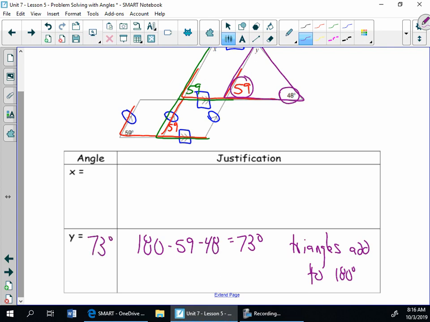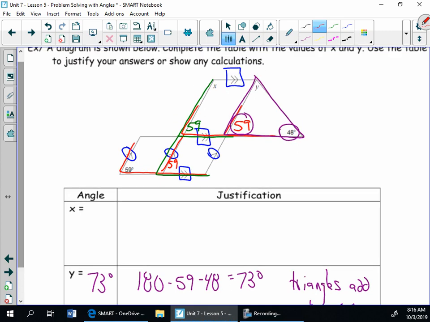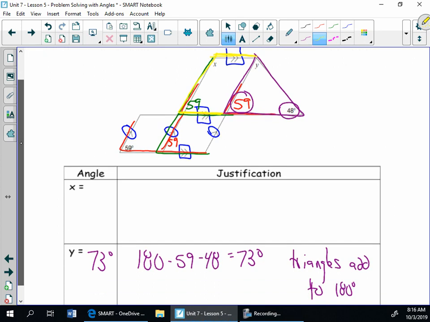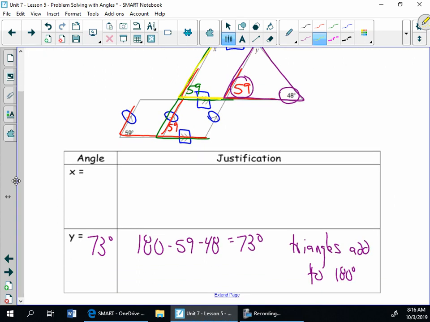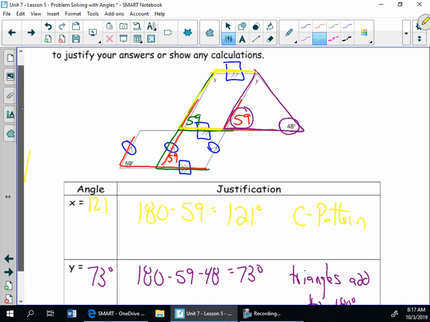And what that took was looking for F's. Well, can I use that same idea to get x? What do I know about x? X is actually part of this pattern. That looks like a C to me. How do C patterns work again? Oh, they make 180. So if I take 180 and I subtract the 59, I get 121. There's a C pattern. That's the reason I know that. X is 121.